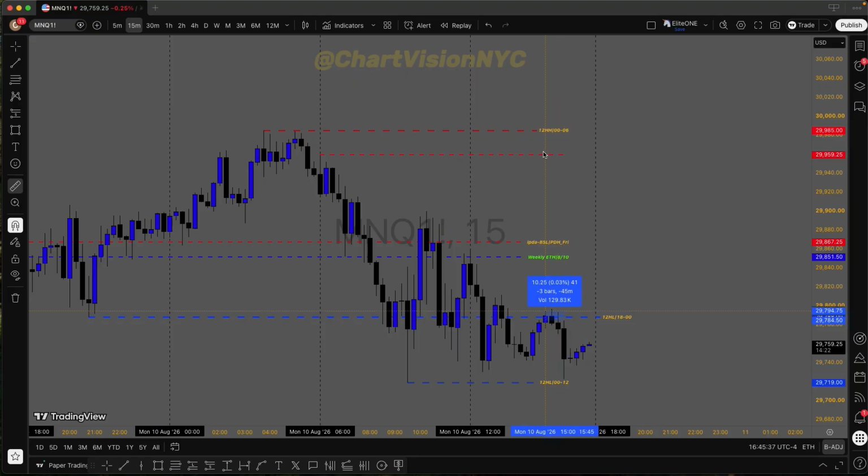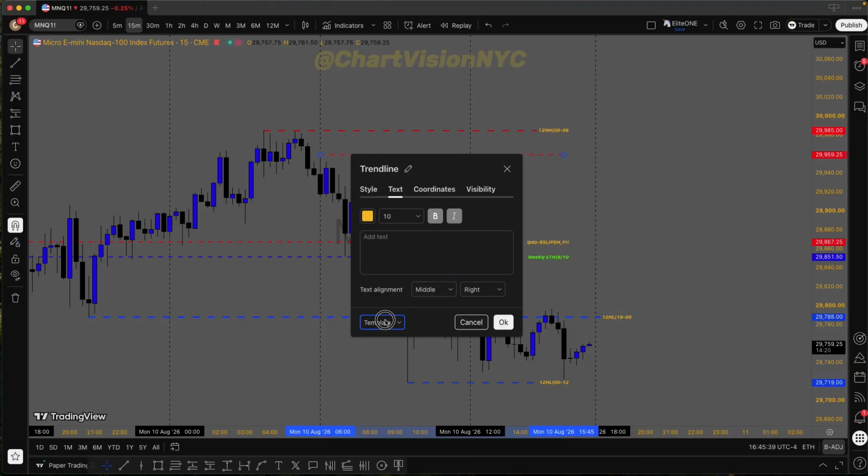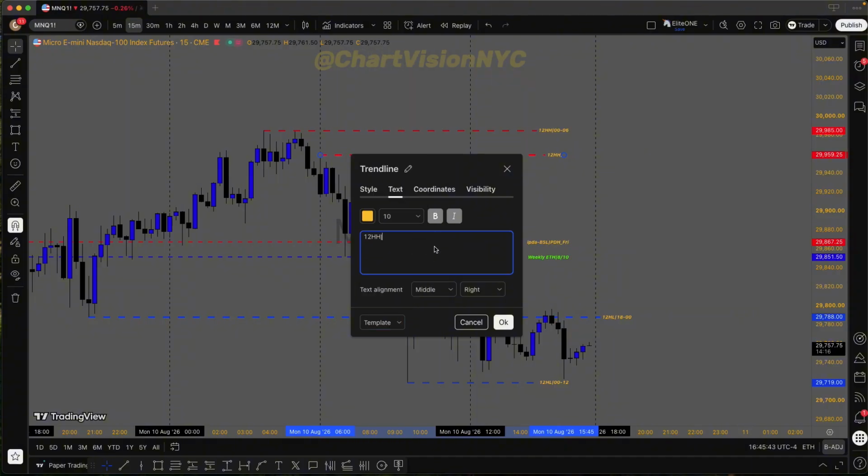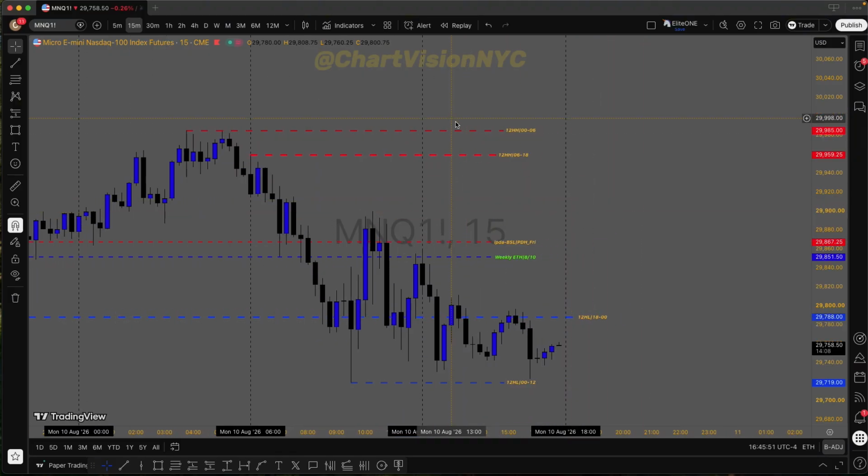Okay, so we can establish that as a 12-hour high, 6 a.m. to 6 p.m., 06 through 18. So we have a 12-hour high. And then the 12-hour low for that period, 6 a.m. until 6 p.m., was already formed here at 9, right?